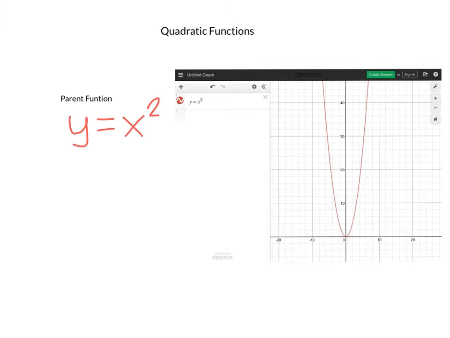So let's get started. The parent function for a quadratic function is y equals x squared. And this is how you graph it.